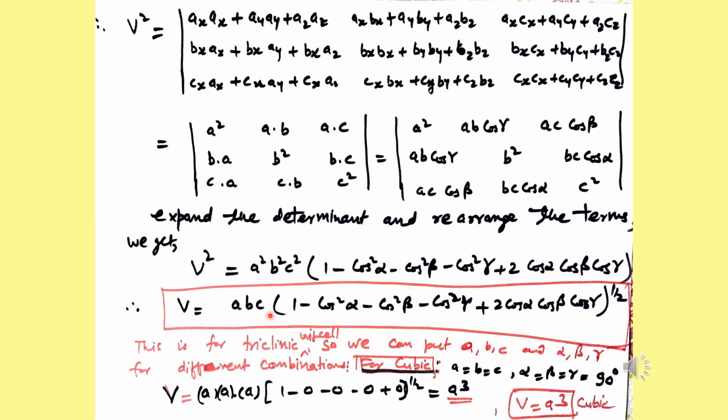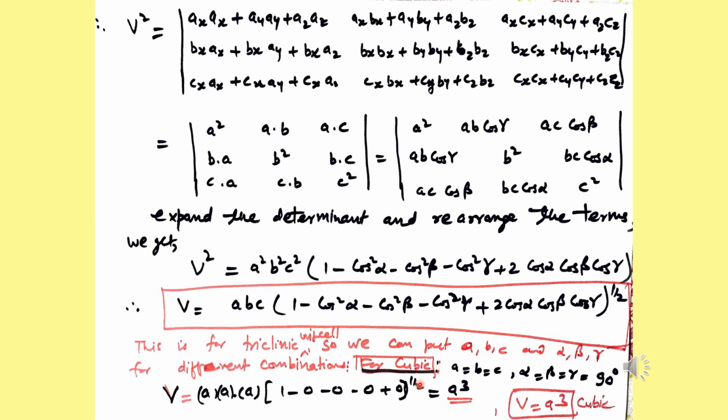So finally we have the volume. If we take the square root of this, V equal to abc times the square root of the whole expression 1 minus cos square alpha minus cos square beta minus cos square gamma plus 2 cos alpha cos beta cos gamma. So this is for the triclinic unit cell.